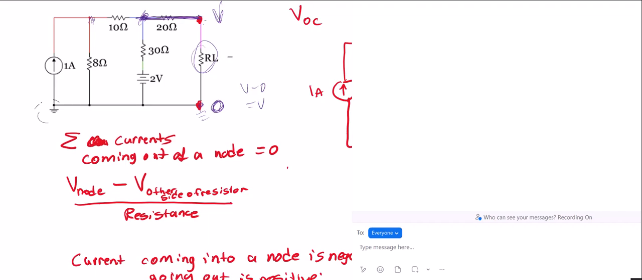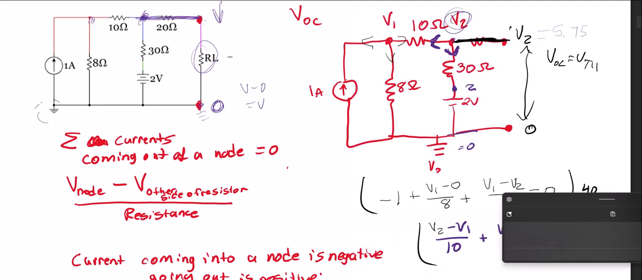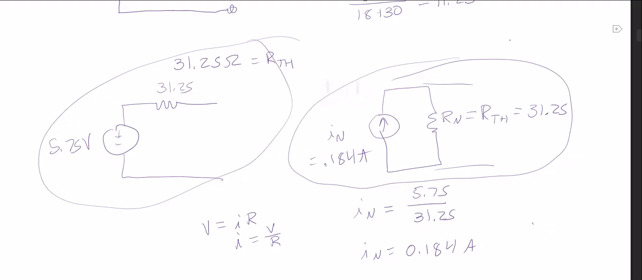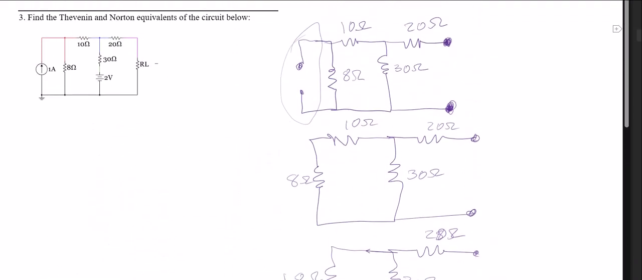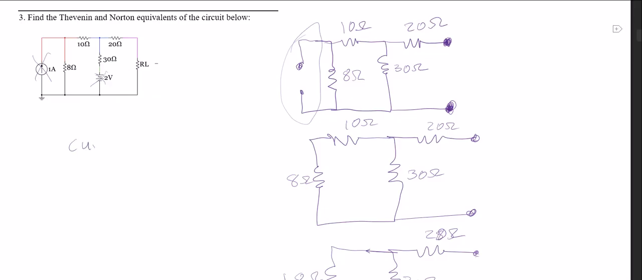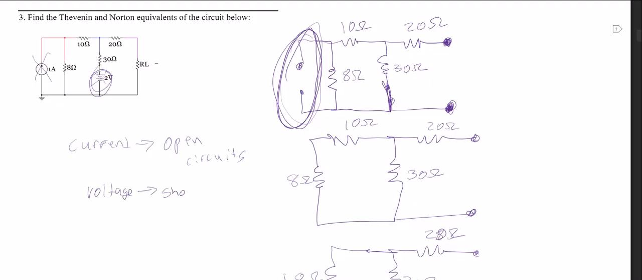Where did the 1 amp source go? Well, the 1 amp source went away because when you find R Thevenin, you get rid of all sources. And so not only did the 1 amp source go away, the 2 volt voltage source went away. So current sources go to open circuits. So that was this right here. Current sources go to open circuits. And voltage sources go to short circuits. So that's where the voltage source was. And that's what you do when you're finding the Thevenin resistance.